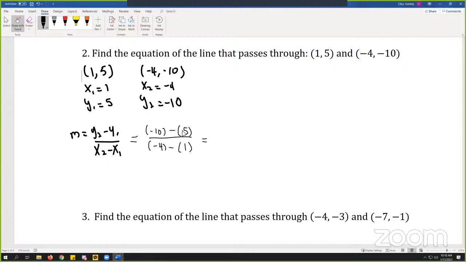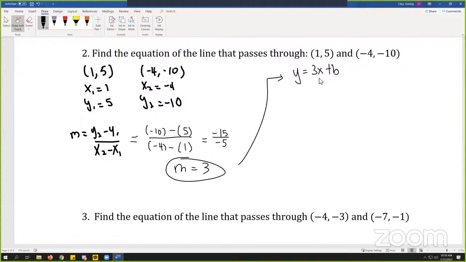Solving that out, negative 10 minus 5 is going to give me negative 15. Divided by negative 4 minus 1 is negative 5. And so our final thing here, once we get here, we can say m is equal to negative 15 divided by negative 5 is going to give me positive 3. So there's our first part here. Then we're going to sub that into our equation. That's going to give us y is equal to 3x plus b.